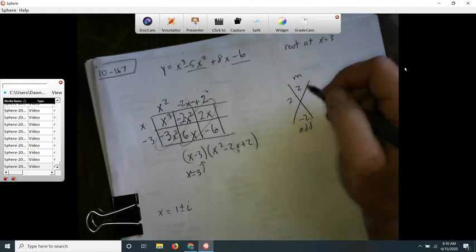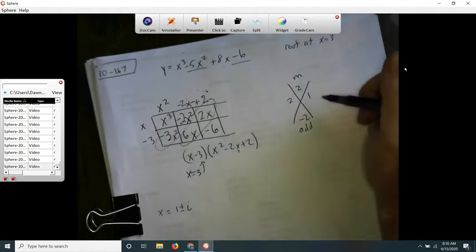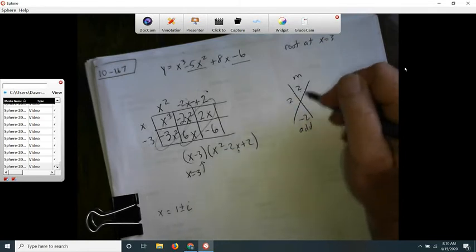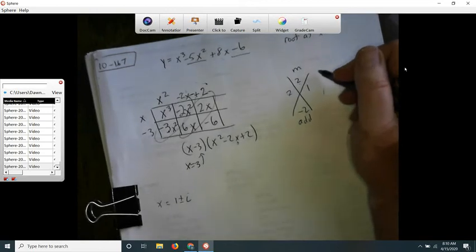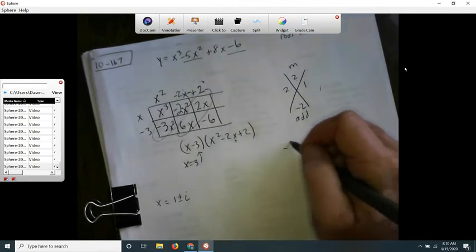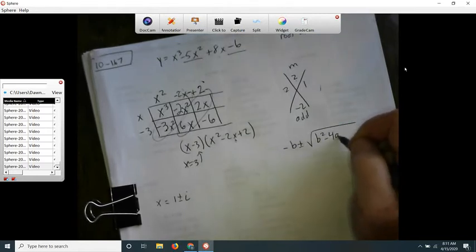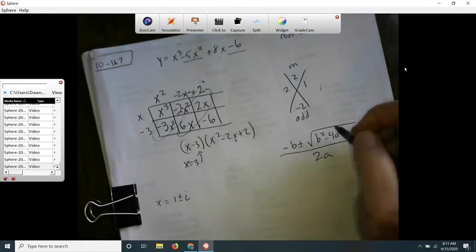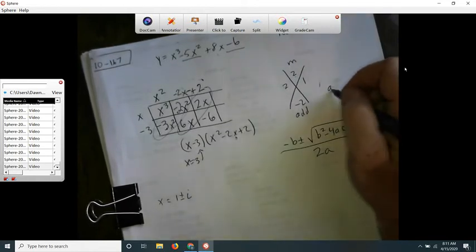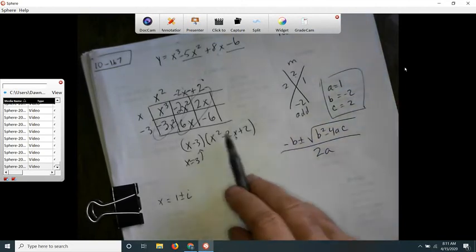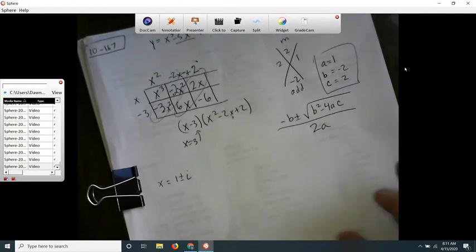Like, the only way to make 2 is 2 times 1 or negative 2 times negative 1. So you can try, but you're not going to find anything nice for factoring. So that means you got to use the quadratic formula. So that's negative b plus or minus the square root of b squared minus 4ac, all over 2a. So in this case, a equals 1, b equals negative 2, and c equals 2. I just grabbed the coefficients. I'm going to plug them in. I'm going to do some of the work in my head.